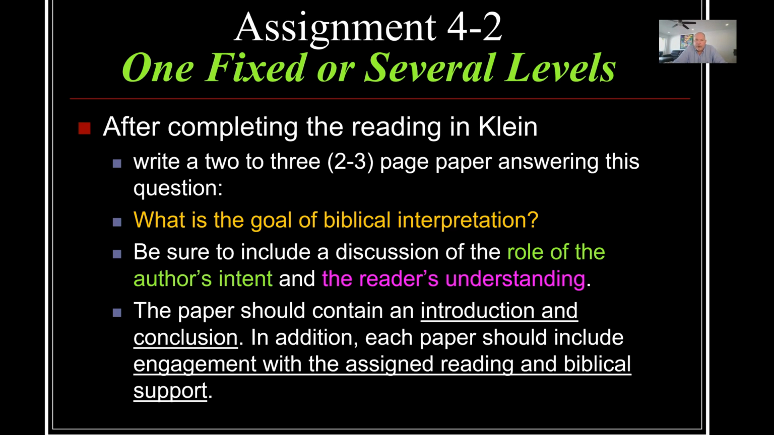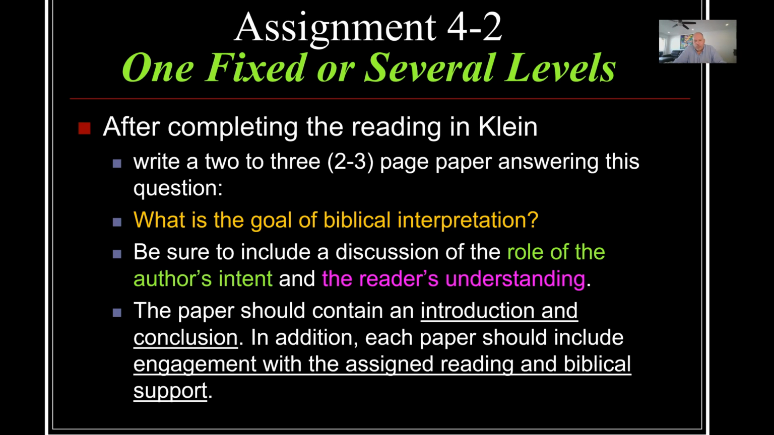Assignment 4.2 is one fixed or several levels of meaning. After completing the reading in Klein, write a 2 to 3 page paper answering this question: what is the goal of biblical interpretation? We're now 4 weeks in, and for many of you, this is your first exposure to Moody. If you were to write a personal position statement on what it means to do biblical interpretation, and what our goal is as we interpret the Bible, what is it? I'm looking for your personal position, as researched through Klein, who offers multiple answers to this question, and outside research and biblical support.